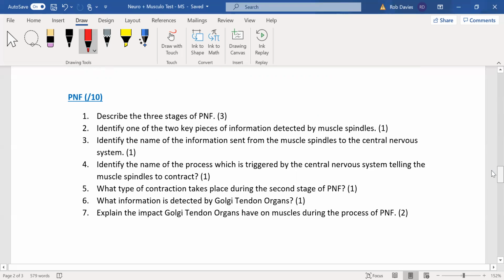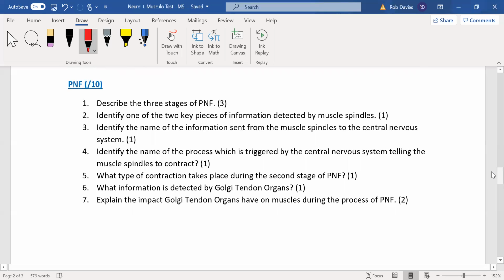Number 2, one of the 2 pieces of information is detected by the muscle spindles. So you could have either had how far the muscle is being stretched or how fast the muscle is being stretched. How far and how fast. Number 3, the name of the information sent from the muscle spindles to the central nervous system. That is excitatory signals. Clues in the name. Excitatory signals. Number 4, the name of the process which is triggered by the central nervous system telling the muscle spindles to contract. That is a stretch reflex.